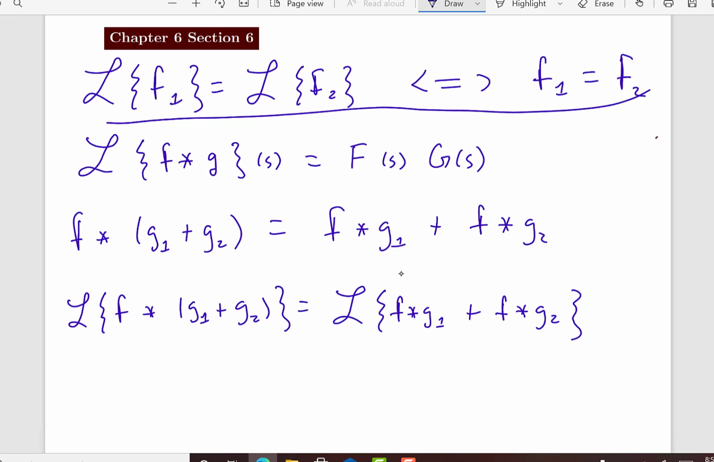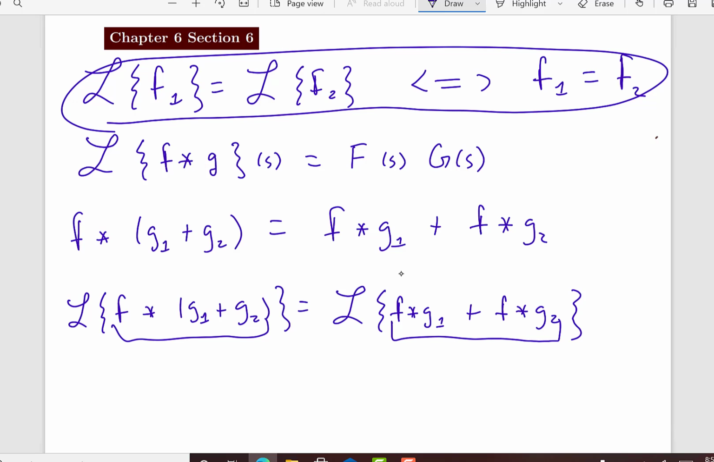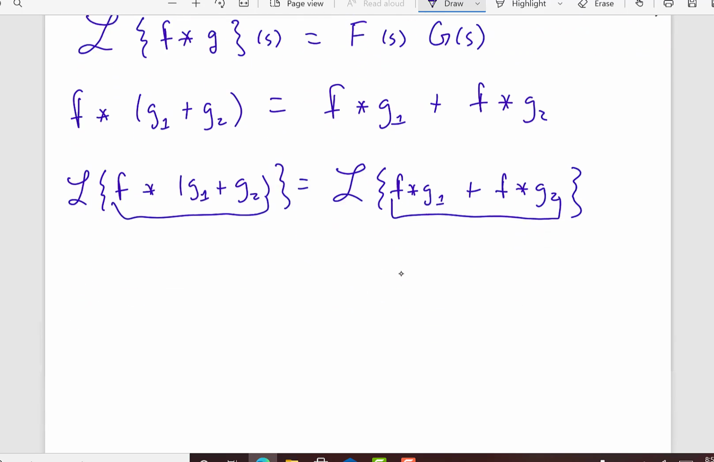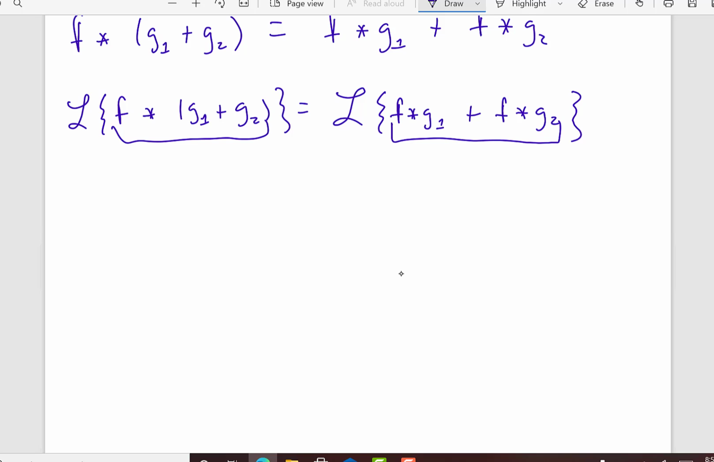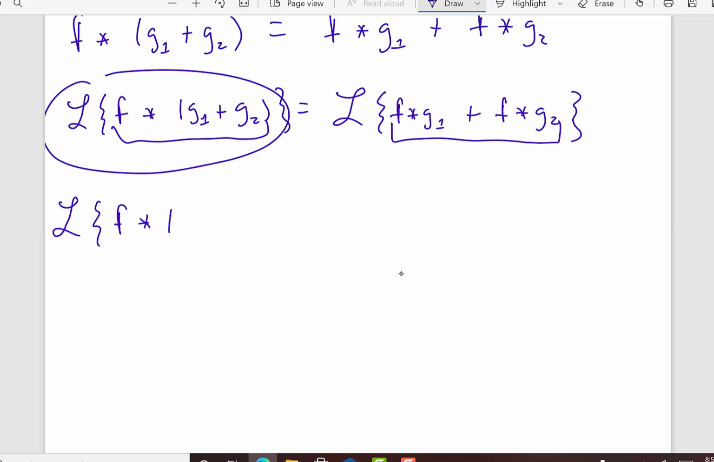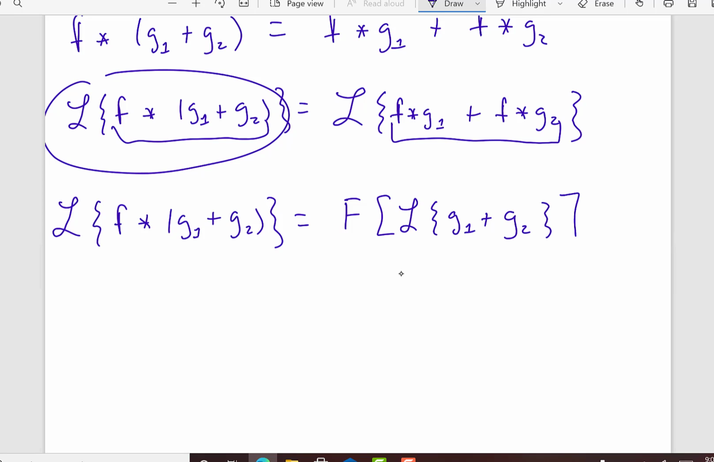Well, using this fact up here, if we know the Laplace transform of these two functions are equal to each other, it means the two functions themselves are equal to each other. So I'm going to start by computing the Laplace transform of the left-hand side. So when I do that, using the fact about Laplace transforms and convolutions, the Laplace transform of f convolved with g1 plus g2 is equal to F times the Laplace transform of g1 plus g2. And again, I'm using F to be the Laplace transform of f.